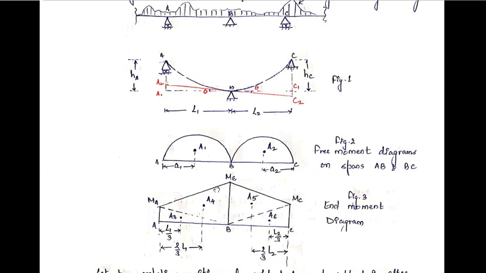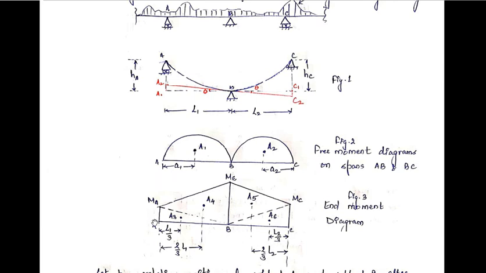So the diagram which we get by joining the points of the moments at the supports by a straight line is known as the end moment diagram. Okay, so this is the shape of the end moment diagram between AB, and this is the shape of the end moment diagram between B and C.